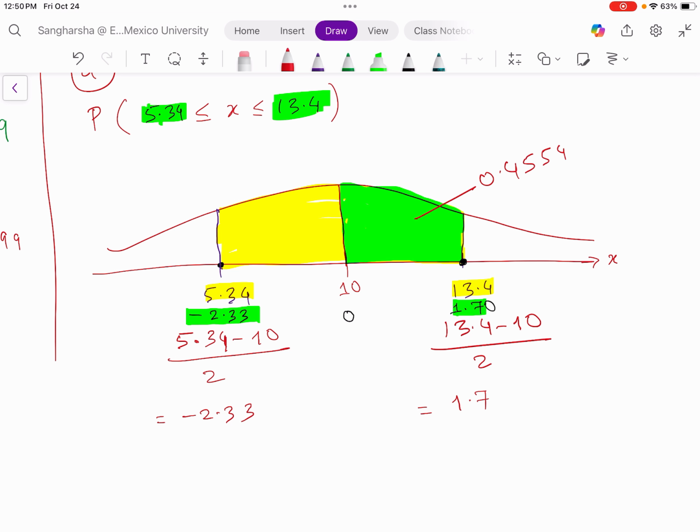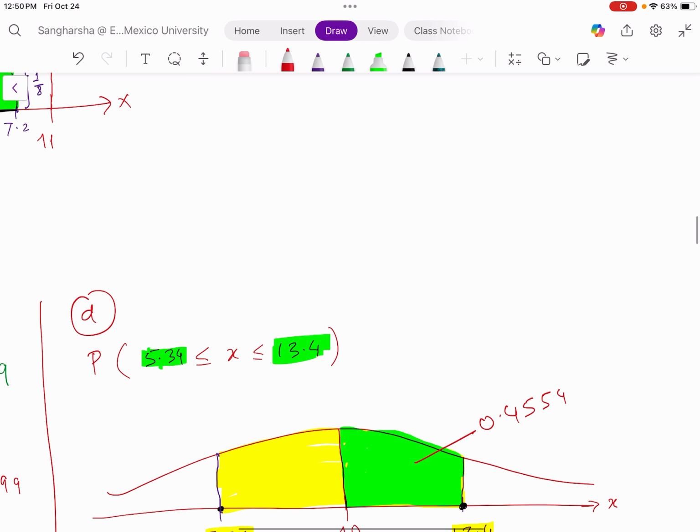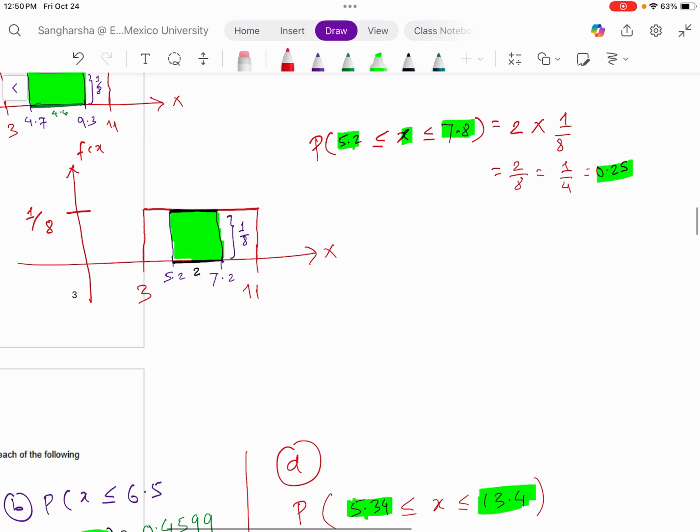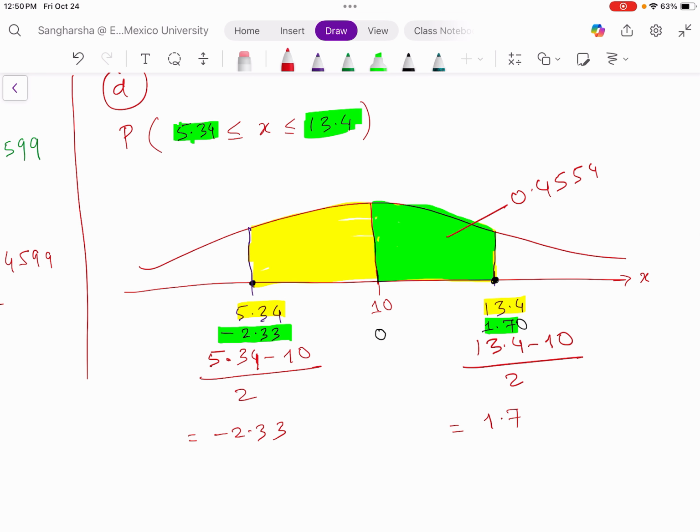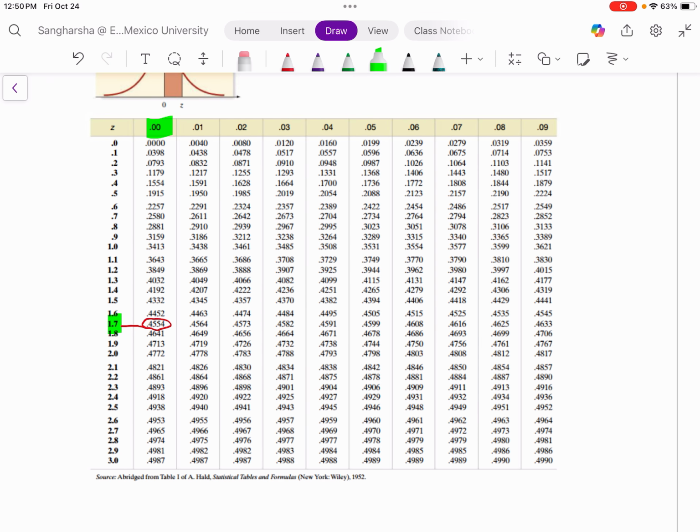Now to find the area of this yellow region, very similar to what we did for part B, for that we look for 2.33 in the normal table. Okay, 2.33. So let's locate 2.3 first. So 2.3 is here, and 0.03 is here. So the corresponding value is 0.4901.